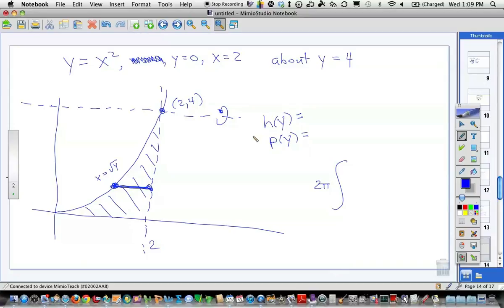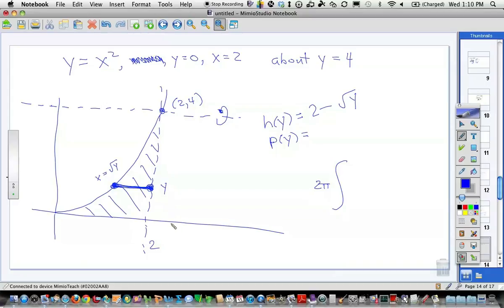All right. What is h? What's h? 2 minus root y. The length of the strip is 2 minus root y, because x is equal to that, just same thing we've always done. What's p? 4 minus y.